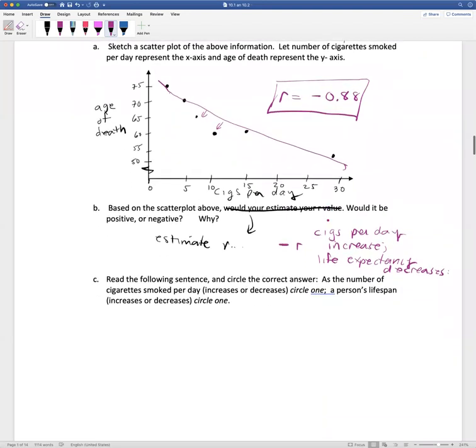All right, so read the following sentence and circle the correct answer. As the number of cigarettes per day increases, cigarettes are getting bigger and bigger. A person's lifespan decreases. So the amount that a person lives is getting smaller and smaller.